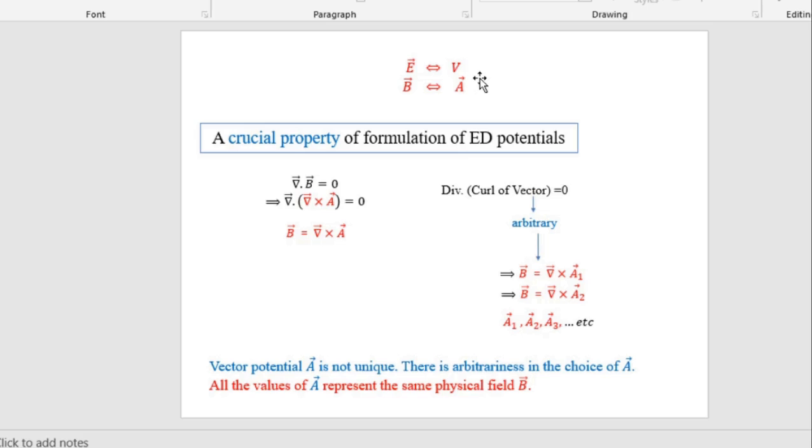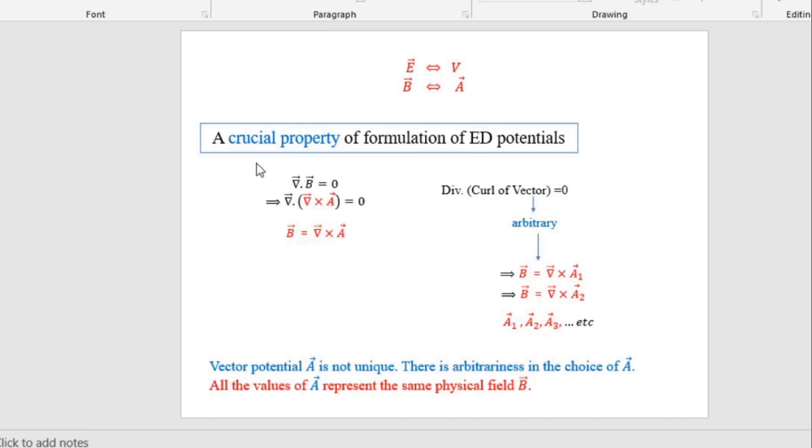We have discussed the formulation of the electromagnetic potentials V and A corresponding to the electric field E and the magnetic field B, starting from Maxwell's equations. So we have defined these electromagnetic potentials.